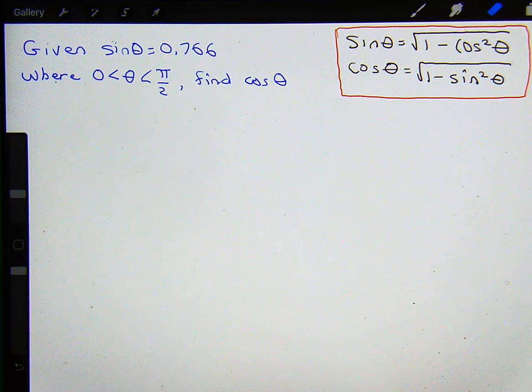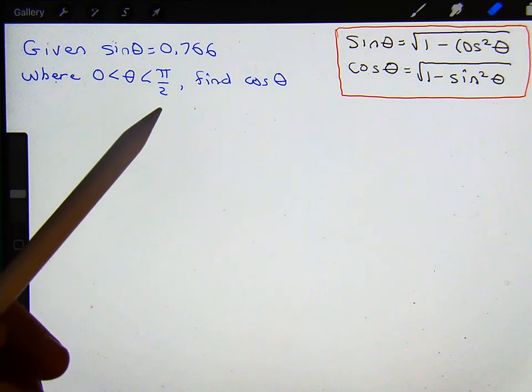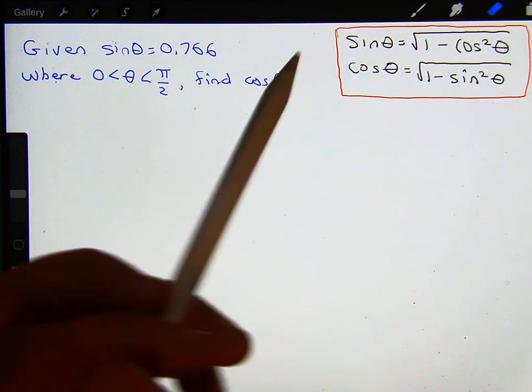Let's take these different concepts and put them in an actual math problem to solve. So let's say I'm given sine theta equals 0.766, where 0 is less than theta less than pi over 2, and it wants you to find cosine.